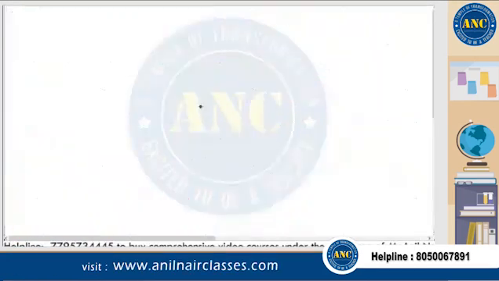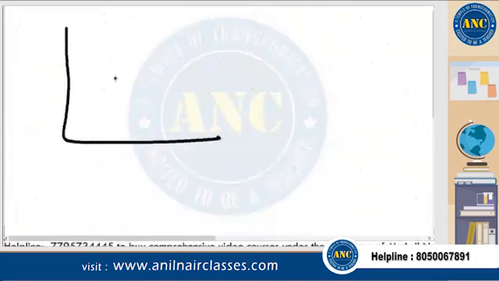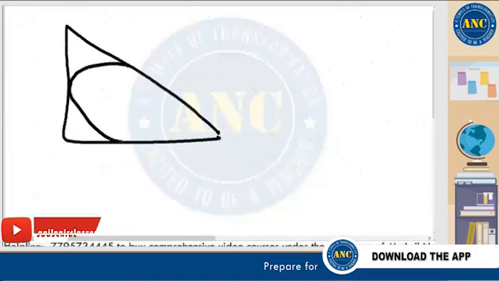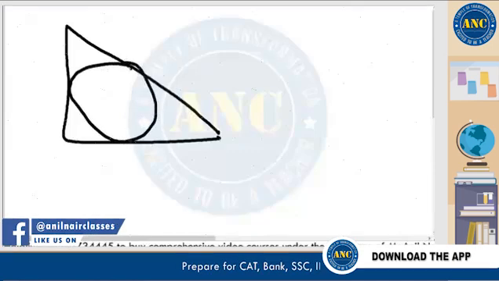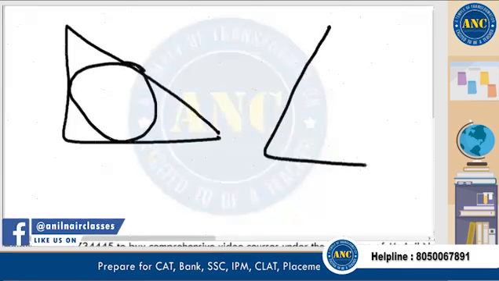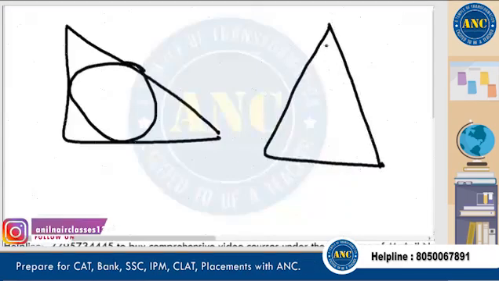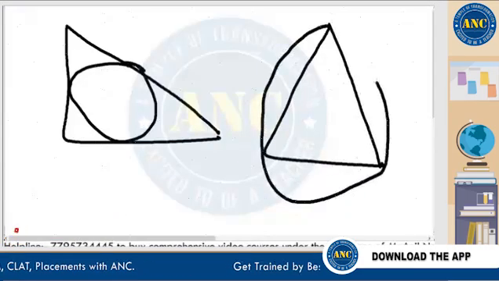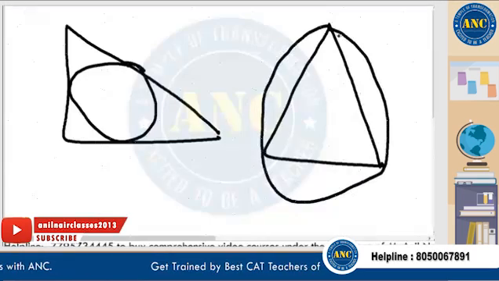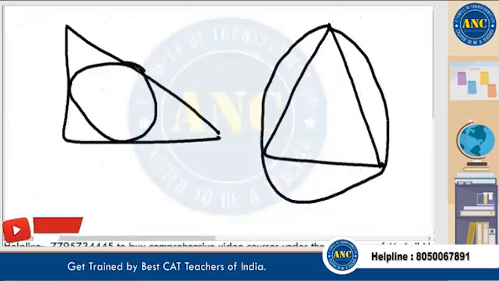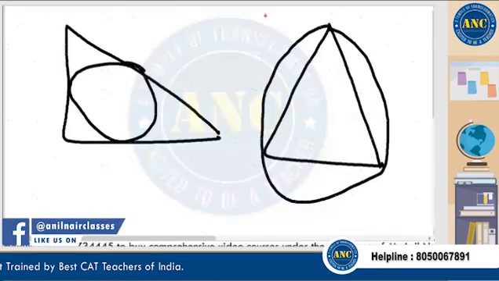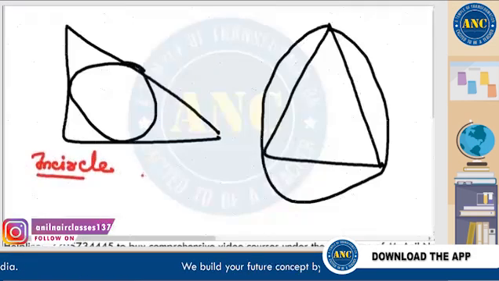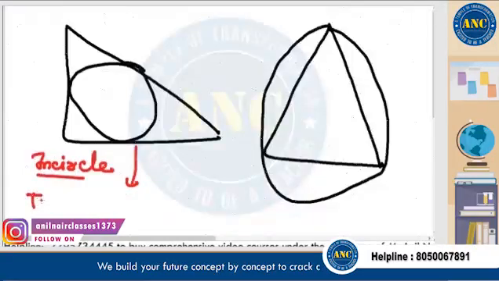Stupid answer options are given. Now if you see, this is a right angled triangle and a circle is inscribed. Next, if you observe carefully, there is another triangle. Now this circle is called the incircle. The incircle touches the sides of a triangle.